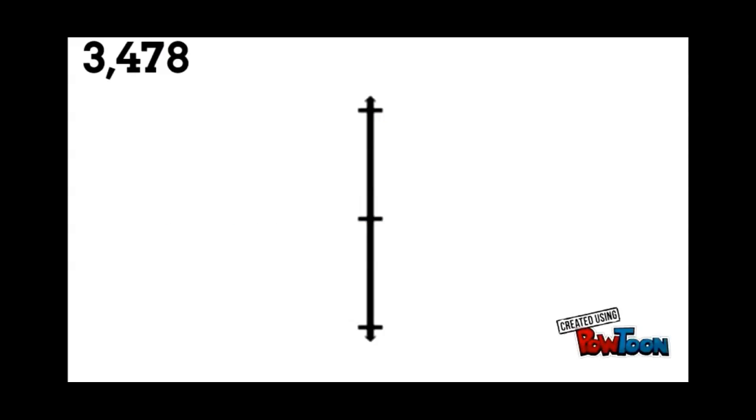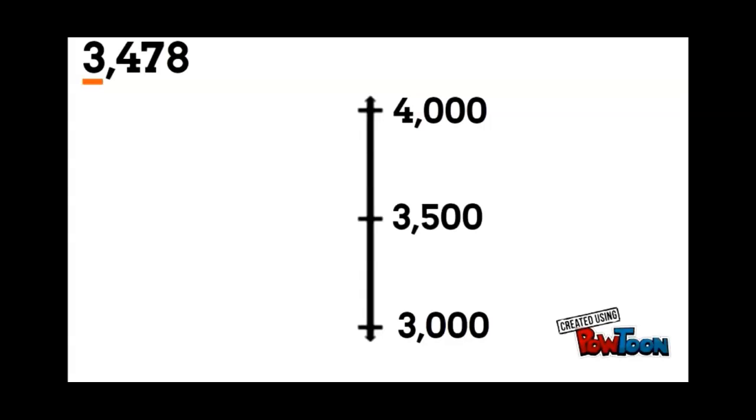3,478. We're going to round it to the nearest thousands place. So we look at the thousands place as a 3. Our lower estimate will always be what's already there. So 3,000 is our lower estimate. Our upper estimate is 1 more 1,000, so 4,000. Midpoint will always be with a 5, so we're going to say 3,500.